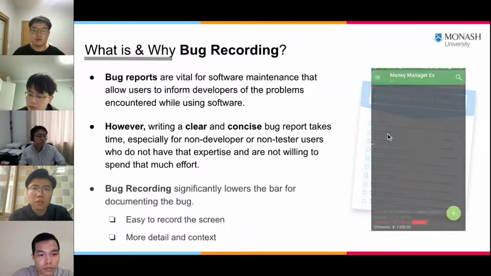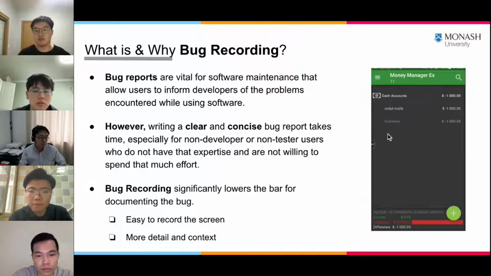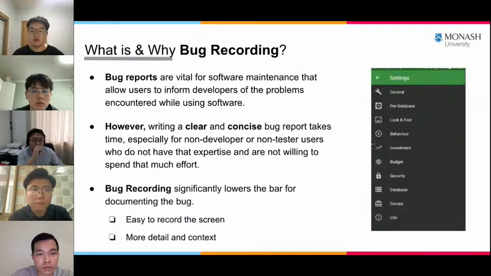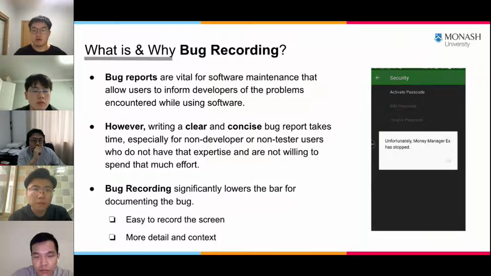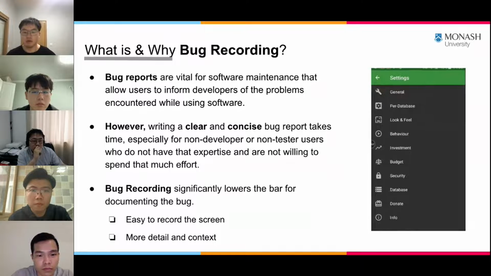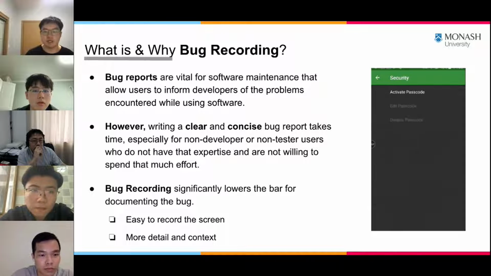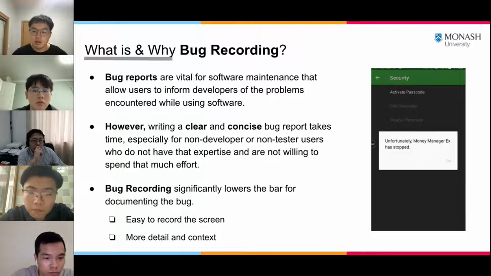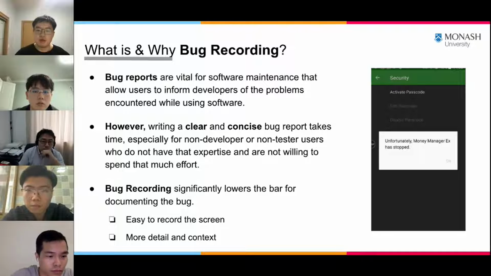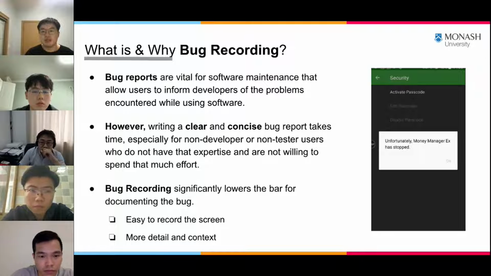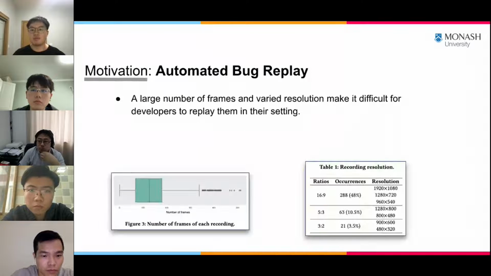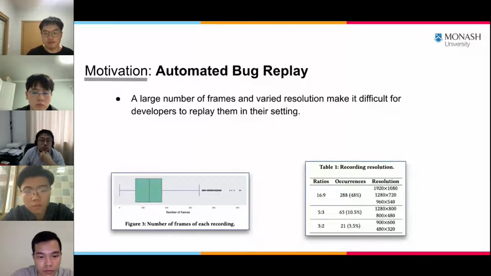However, compared to text instructions, video-based bug reports lower the bar for documenting the bug. First, it is easy to record a screen as there are many tools available. Second, video recording can include more detail and context, such as configurations and parameters. Despite the benefits of video-based bug reports, it still requires developers to manually check each frame in the video and repeat it in their environment.